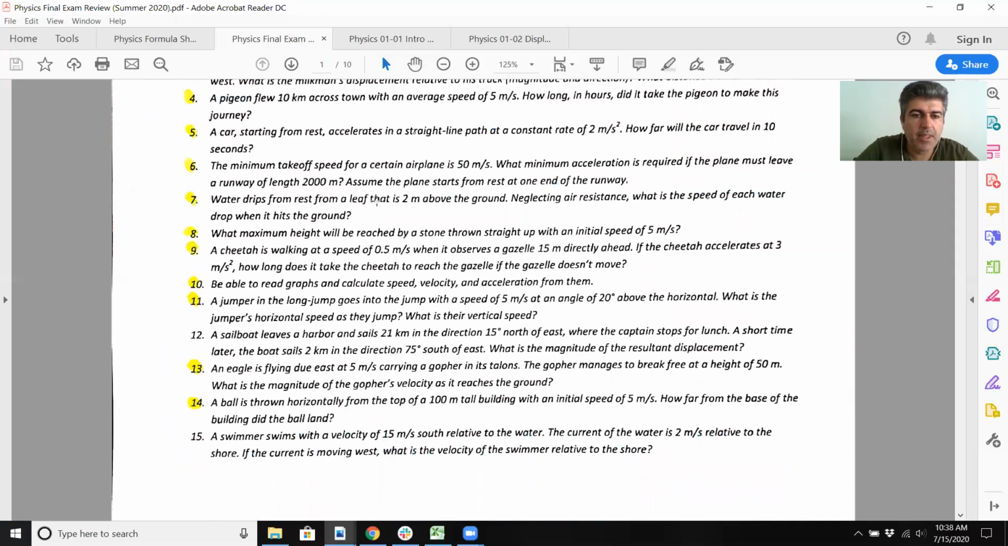I want to try it again. Number 9: the cheetah is walking at a speed of 0.5 meters per second. It observes the gazelle 50 meters directly ahead. The cheetah accelerates at 3 meters per second squared. How long? That's time. So in this case, the final velocity is irrelevant. I want to use the initial velocity, time, and distance. The gazelle doesn't move. The gazelle is probably totally oblivious to the surroundings, I guess.